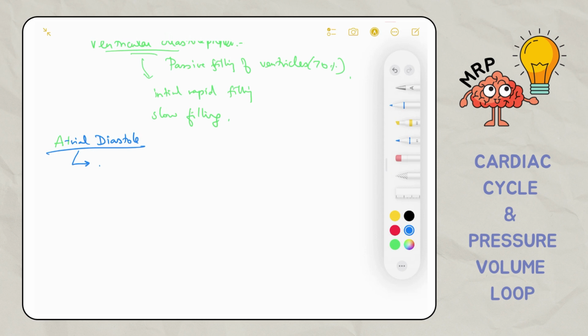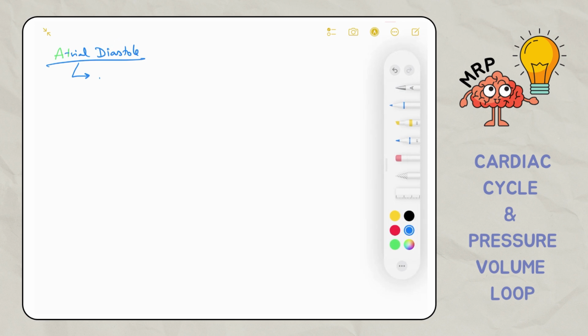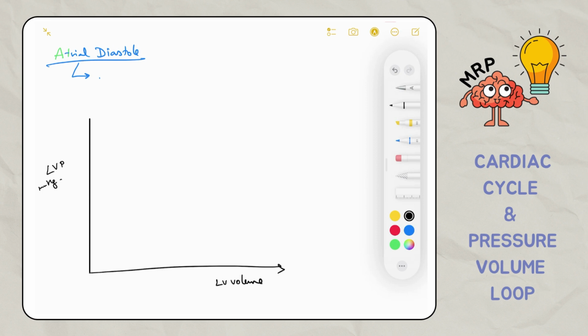Now when you make all these things into a graph, how will it be? For that you need an x-axis and a y-axis. In the graph, the y-axis will be the left ventricular pressure, intraventricular pressure in mmHg, whereas the x-axis will be the left ventricular volume, which will of course be in ml. You can keep measurements like this.